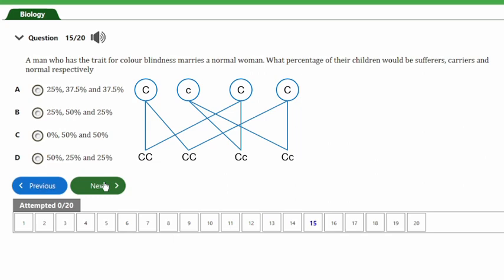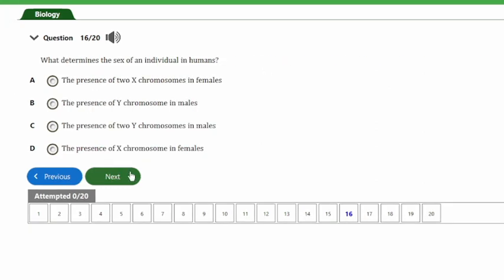So guys, there won't be any sufferer, and there will be two carriers and then two normals from what we have here as the answer to this question. So guys, option C will be the answer to this question. No sufferer, that's 0%. So since there are two carriers and two normals, that's 50%, 50%. So guys, let's look at the next question, and that's question number 16.